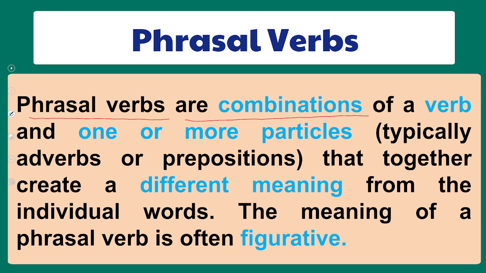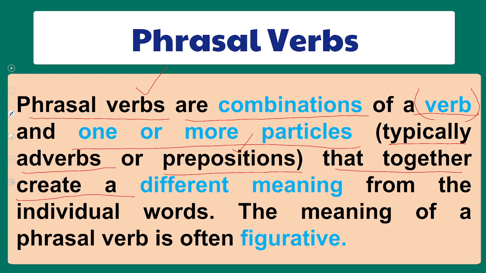So phrasal verbs are combinations of a verb. A verb is an obligatory part of the phrasal verb. Without a verb there cannot be a phrasal verb. So phrasal verbs are a combination of a verb and one or more particles. Particles can typically be an adverb or a preposition. So verb plus preposition or verb plus adverb often makes a phrasal verb, like breakdown. There the preposition attached with the word break together creates a different meaning from the individual words.